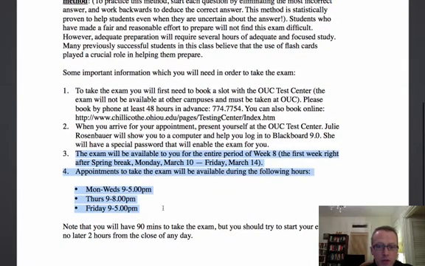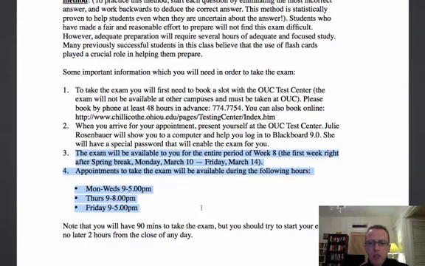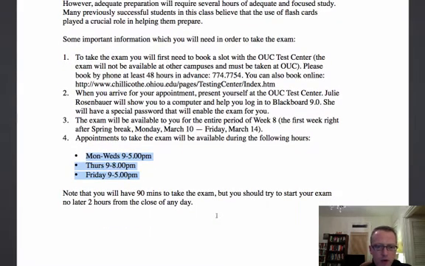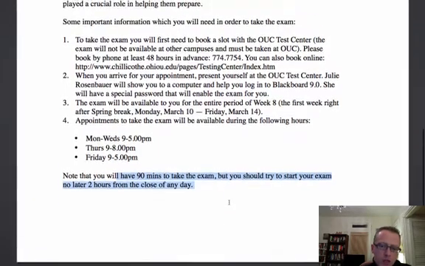So the exam will be available for the full week, and you will be able to take your exam at any time during these hours: Monday to Wednesday 9 to 5, Thursday 9 to 8, Friday 9 to 5, and you will have 90 minutes to take the exam. You should try to start your exam no later than 2 hours from the close of any of the days that we have.